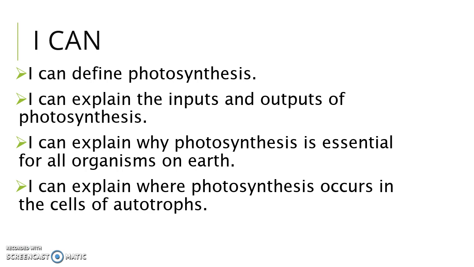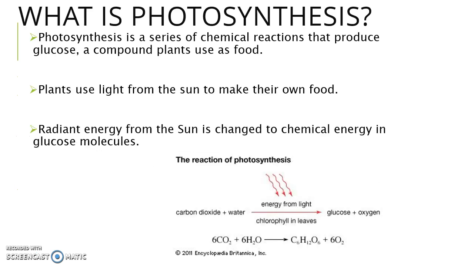Alright, hopefully by the end of this lesson, you can do all of these things. I can define photosynthesis. I can explain the inputs and outputs of photosynthesis. I can explain why photosynthesis is essential. Essential just means necessary or important for all organisms on Earth, and I can explain where photosynthesis occurs in the cells of autotrophs. And remember, autotrophs is just another word for producer.